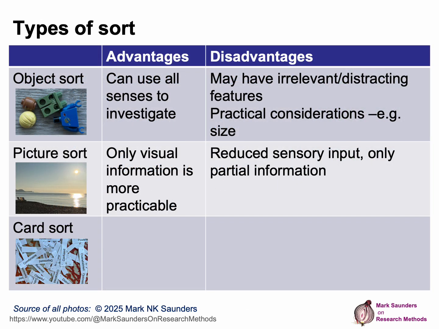Let's now look at a picture sort. Here we're only using visual information, and that's a lot more practical for most types of sorting. Because of this, we've reduced sensory input, and we're only basing the sort on partial information. So let's have a look at an example of this.